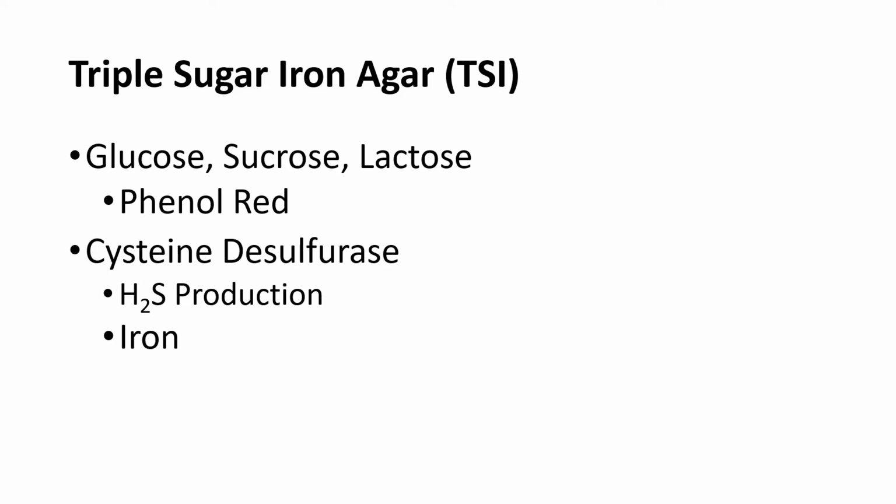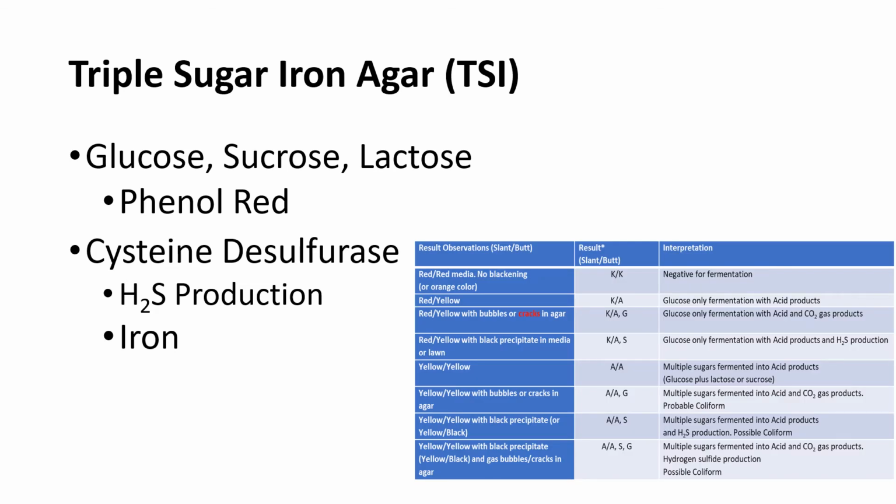Interpretation for multiple test media can be very complicated. And in your lab, you have a table like this, which will help you identify and interpret the different results. For this, you can look at these abbreviations. K means alkaline, A means acid, G means gas, and the S means the hydrogen sulfide production.